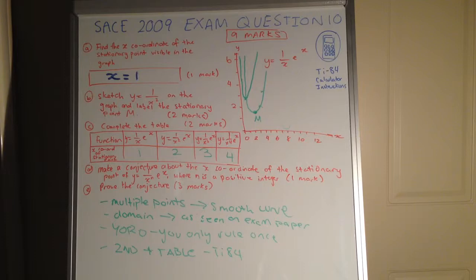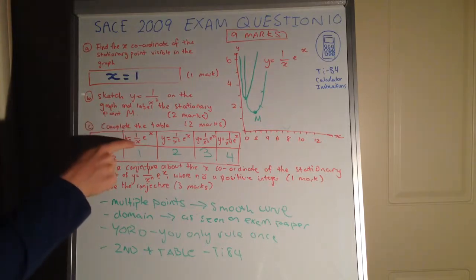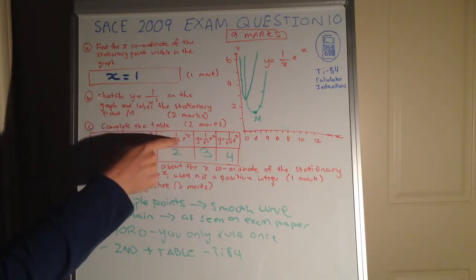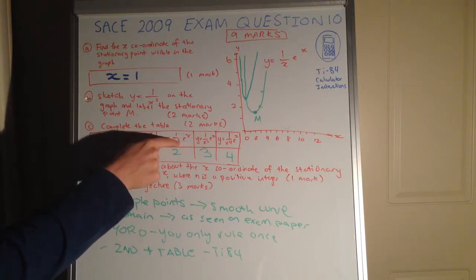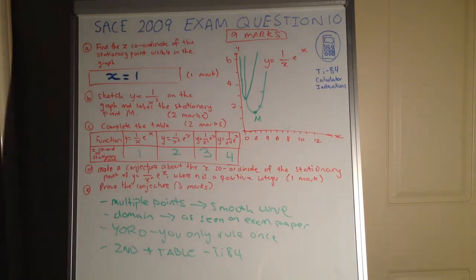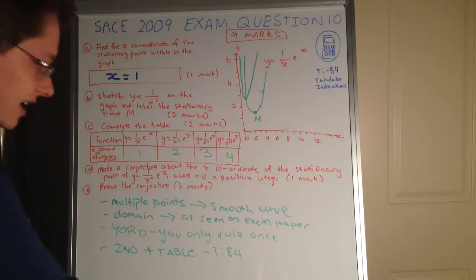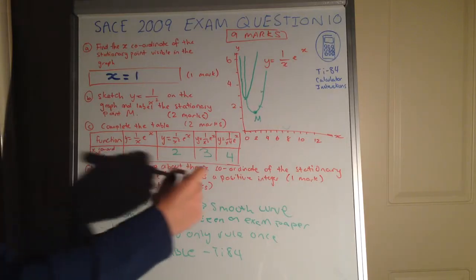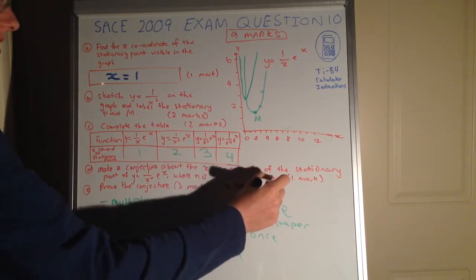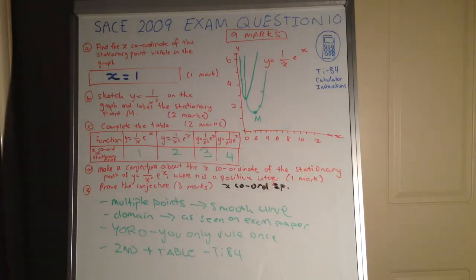So now what it's asking us to do is make a conjecture about the x-coordinate of the stationary point for any function which is y equals 1 over x to the n e to the x. Now, it's pretty obvious what kind of pattern is happening here. As we can see in the table, in case you haven't picked it up, we've got 1 over x to the 1, the x coordinate of the stationary point being 1, 1 over x to 2, stationary point being 2. So we can see that this value of n actually represents the x coordinate of the stationary point. So what we can write here as our conjecture, again worth 1 mark, is that the x coordinate of the stationary point for a function in that form would be equal to n.